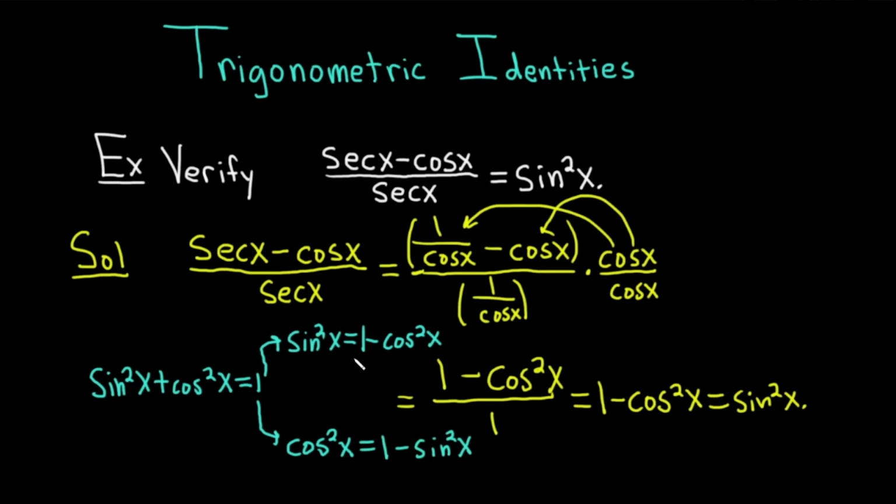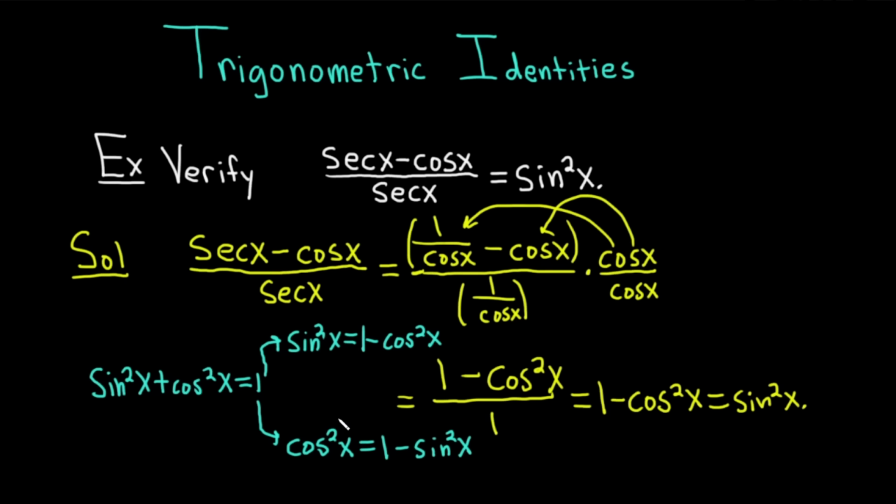That's great, but then it requires memorizing it. So how do you get your mind to remember these things? I think of it like this. Sine squared is equal to 1 minus the other one squared. What's the other one? Cosine. Cosine squared is equal to 1 minus the other one squared. What's the other one? Sine. So sine squared is 1 minus the other one squared. Cosine squared is 1 minus the other one squared. And that memory trick will help you memorize these identities.